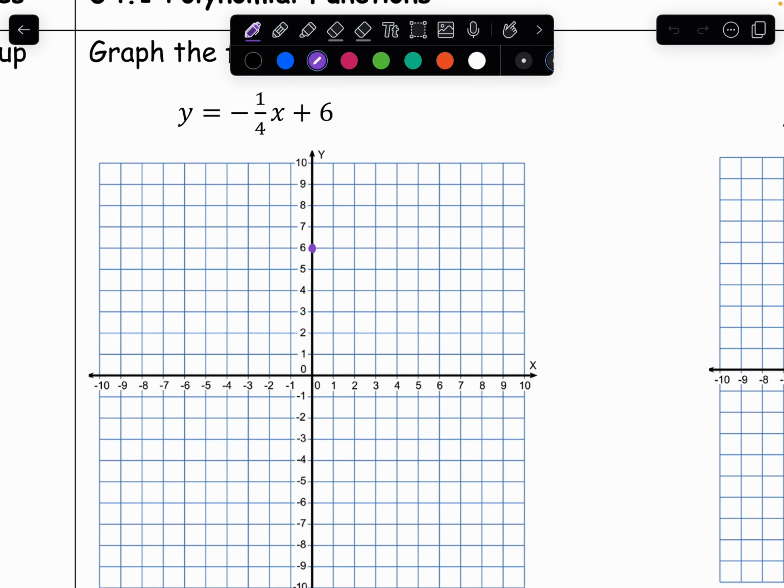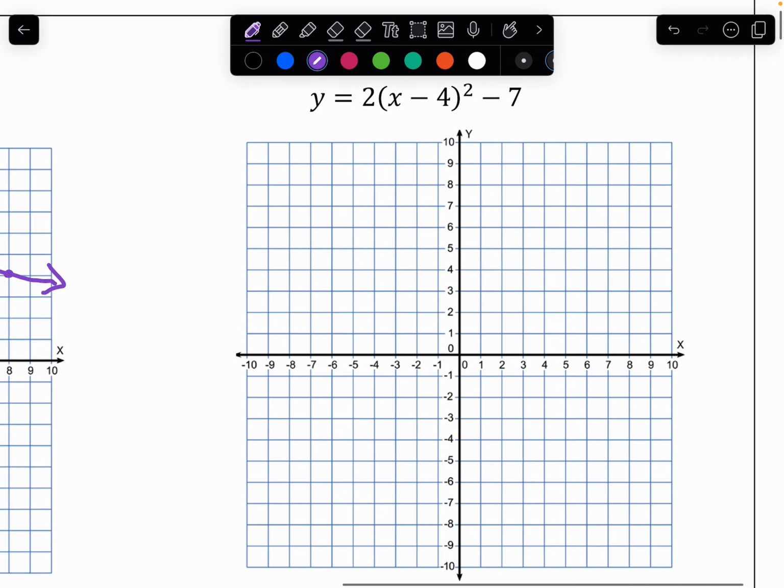That's where we would start our y-intercept at 6, and our slope is -1/4. So we're going to go down 1, right 4, down 1, right 4, and then we can go back to our y-intercept. We can go the opposite way, meaning we can go up 1 and back 4. Then we can connect those points to the best of our ability, if we don't have a straight edge, with arrows on both sides. So there's our linear function.